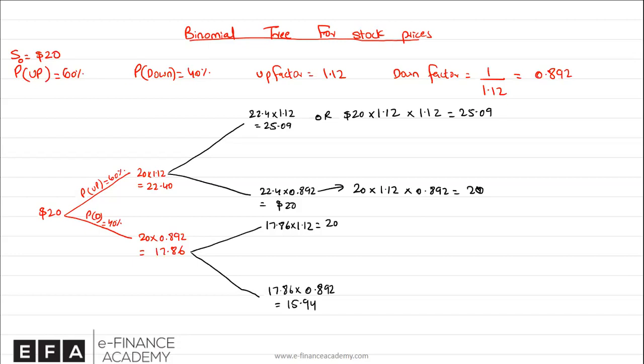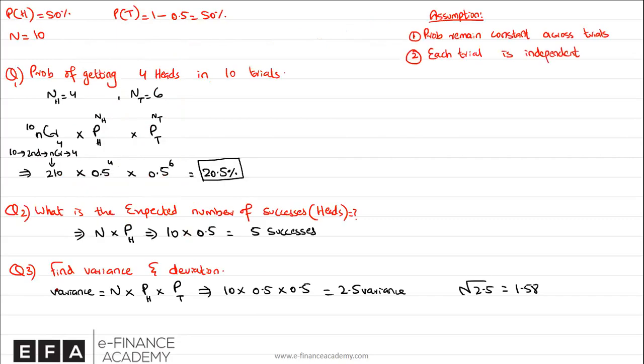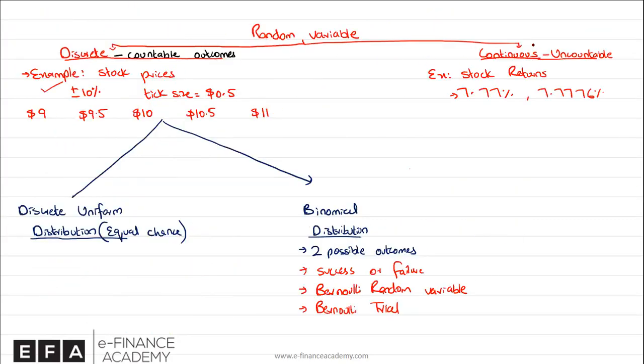All right, having discussed the binomial tree, we now talk about the continuous uniform distribution. We spoke about discrete, and we are done with discrete. I would just like to go back to this slide that you see. We spoke about discrete uniform, and we also spoke about binomial distribution. Now we are going to talk about two types of continuous distributions. We know a continuous random variable is a variable that can take on an uncountable number of outcomes, and we said stock returns are an example of that. So we have two types of distributions here.